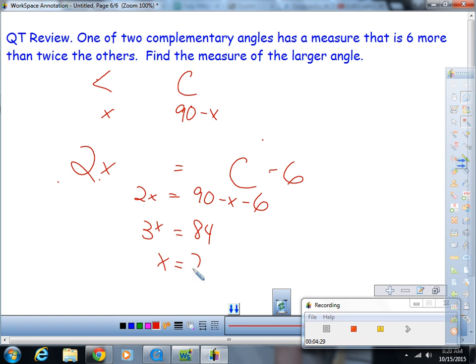Thank you. And our complement is then, and should I move on to the next question? Heck no. Check it. One of two has a measure that's 6 more than twice the other's. So what's 2 times 28? 56. And what's 6 more than that?